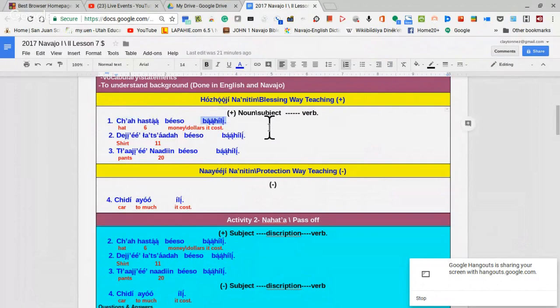Bahil, it costs. Okay, and anything in the middle is usually the description. So hasta Béeso, $6, is what we're saying here. Hasta is 6, and Béeso, there's that sliding down, bé.